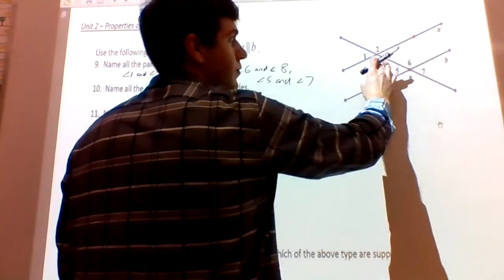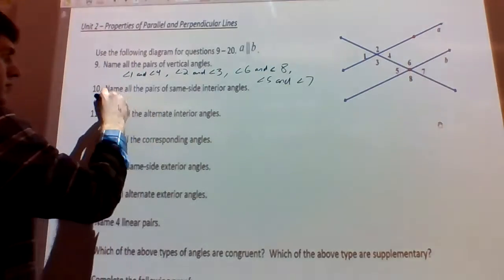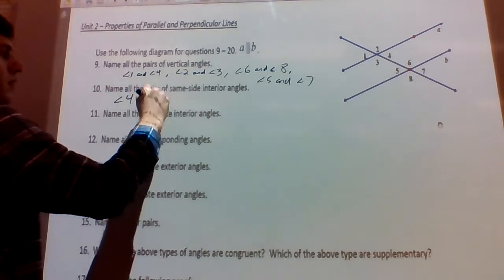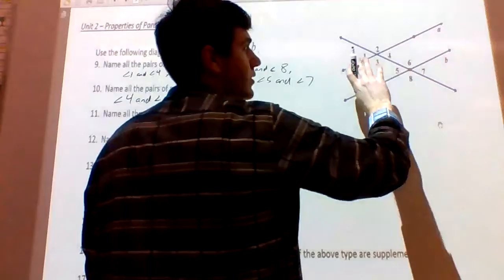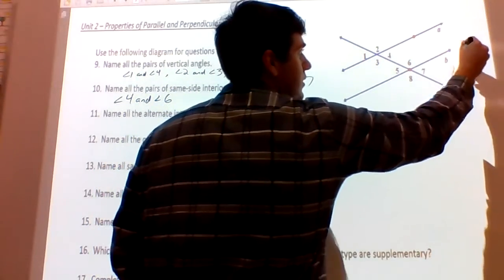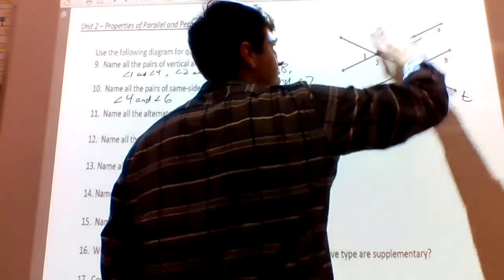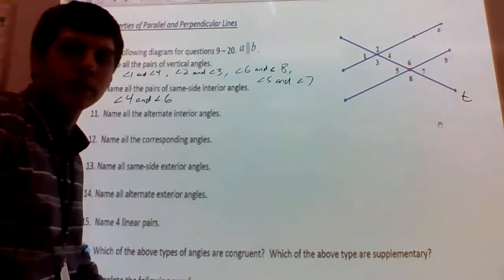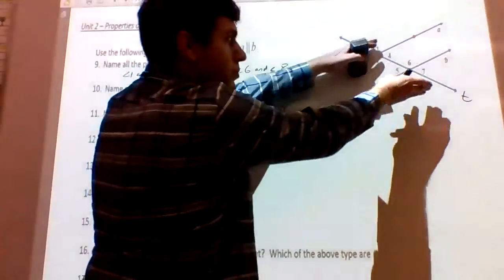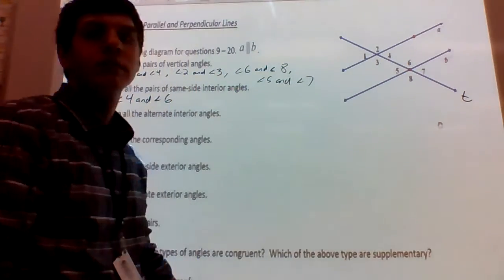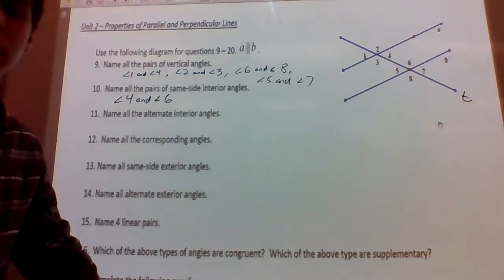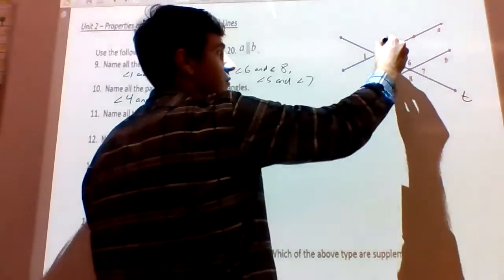Well, we have 4 and 6. Okay, they're on the same side. This is our transversal, A and B, and here's our transversal. Okay, same side. They're both on the top, above the line T, and they're between the two parallel lines. They're interior, inside the two parallel lines. They're in between A and B. So 4 and 6.